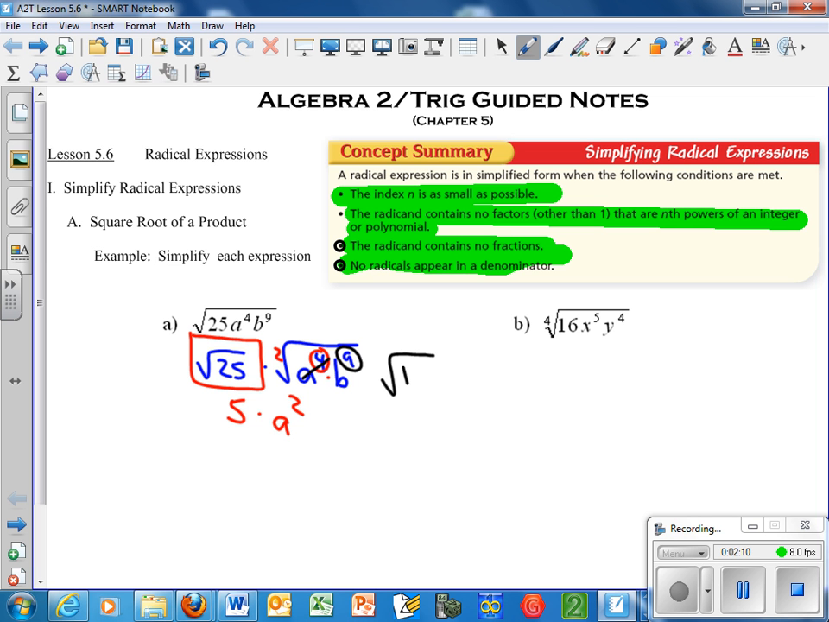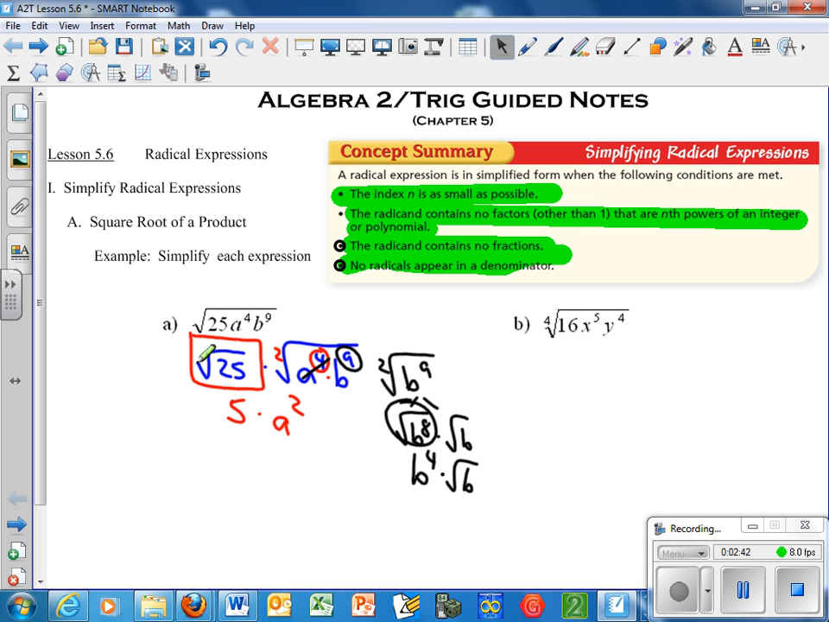I'm going to write the square root of b to the 9th as this. The square root of b to the 8th times the square root of b to the 1st. The reason I'm doing that is I can't divide the 9 by the index, or it comes out to be a decimal, it doesn't divide out evenly. But I can do the square root of b to the 8th, that's b to the 4th, and I still have a b left underneath the radical. So the square root of b to the 9th is b to the 4th multiplied by the square root of b.